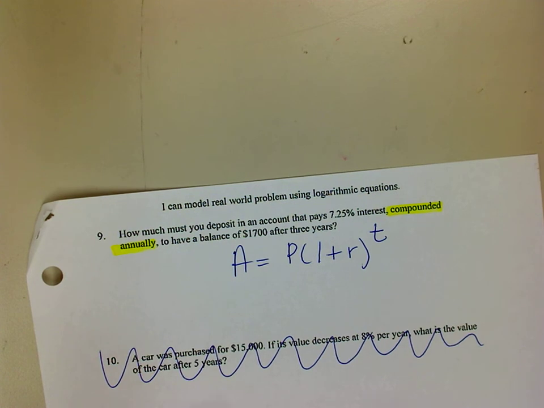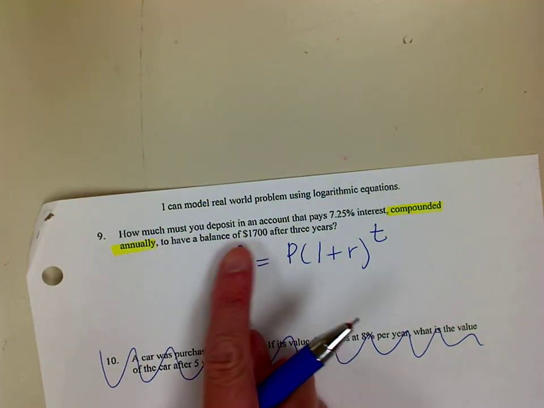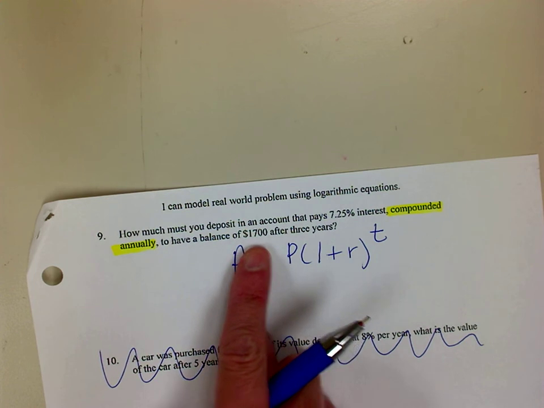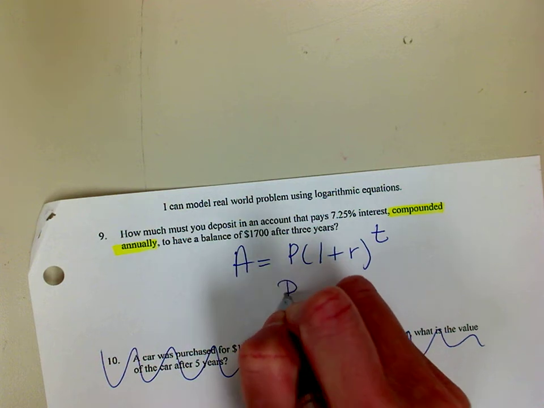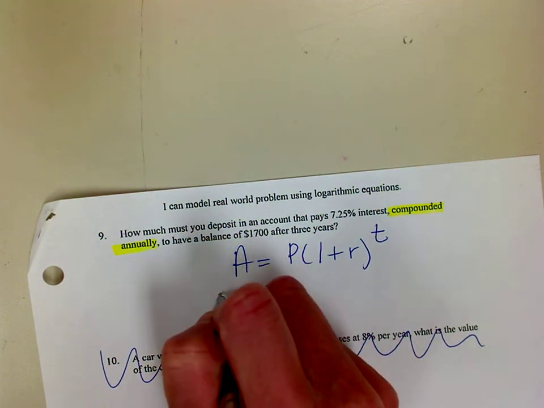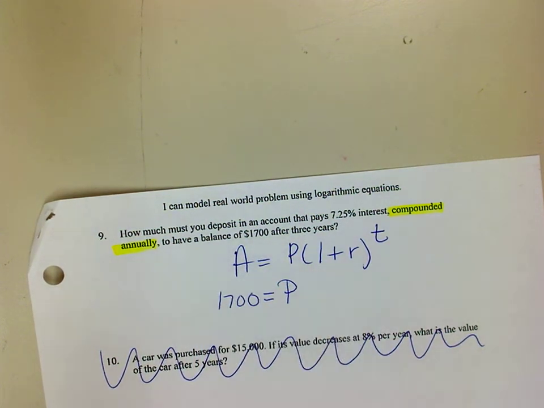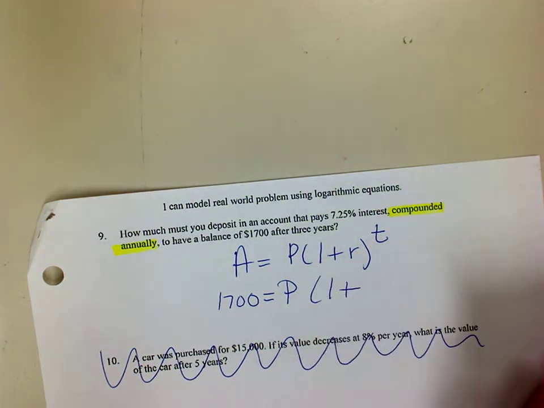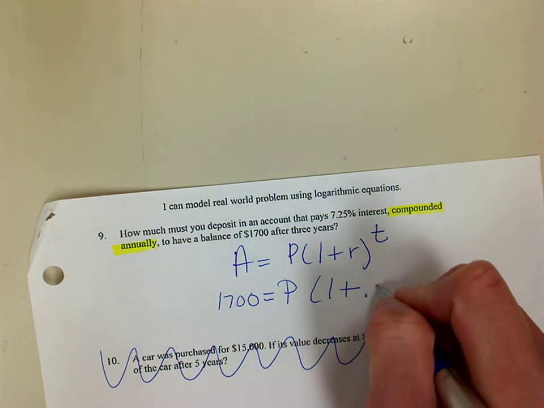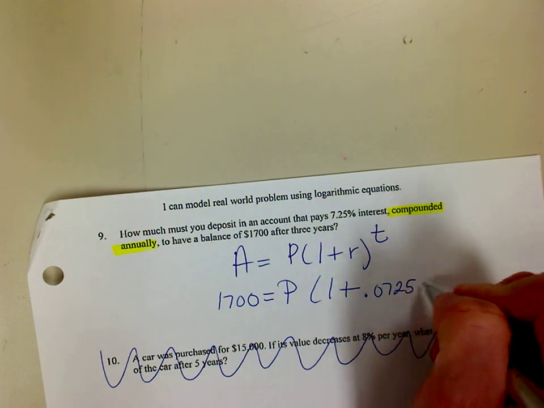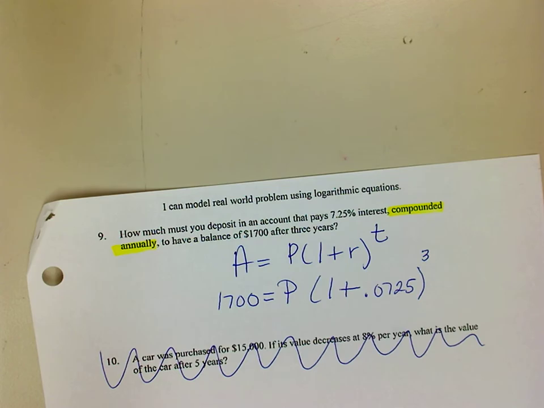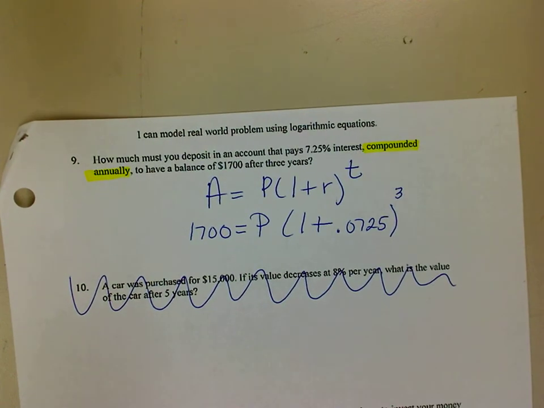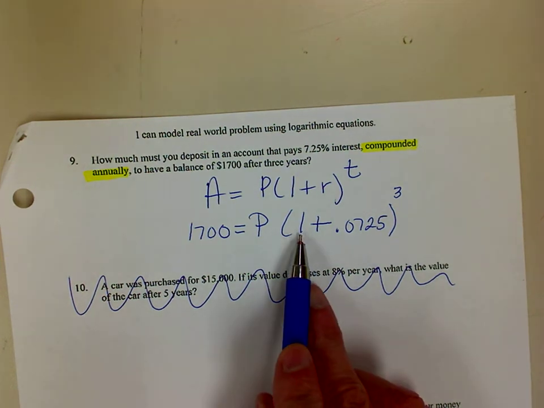Alright, now this time I know what my ending amount is. I want to have a balance of $1,700. The question is, how much must you deposit? So this time I do not know what my starting amount is, but I know what my ending amount is. My rate as a decimal is 0.0725, and then my time is 3. This time the variable is not by itself, so I'm going to have to work backwards. What I probably want to do first is maybe combine this.